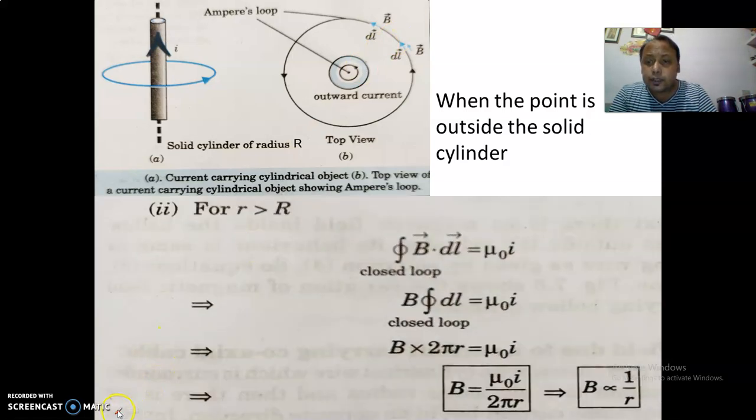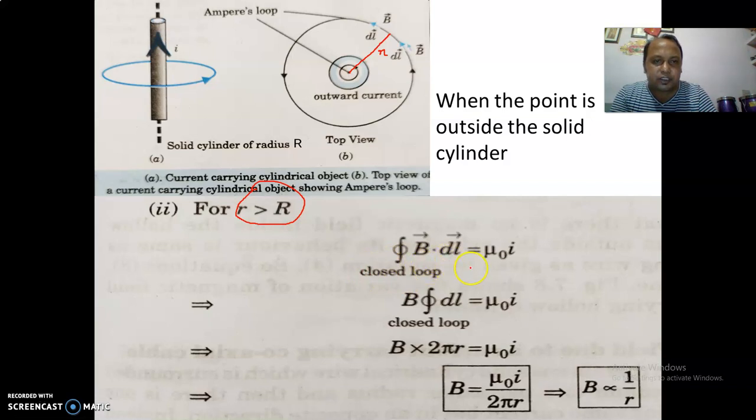Now if the point is here, then the radius of the Amperian loop is small r, which is greater than capital R. Small r is greater than capital R because the point is outside, so the radius of the Amperian loop is greater than the actual radius. So if this is the condition, then we will again use the Ampere Circuital Law.